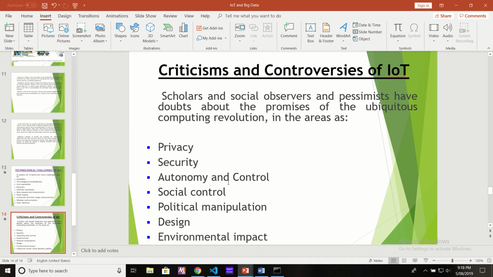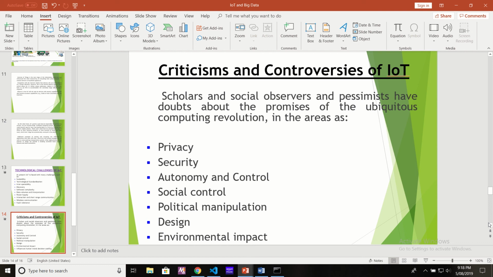Criticisms and controversies of IoT. Scholars, social observers and pessimists have doubts about the promises of the ubiquitous computing revolution in areas such as privacy, security, autonomy and control, social control, political manipulation, design, and environmental impact.